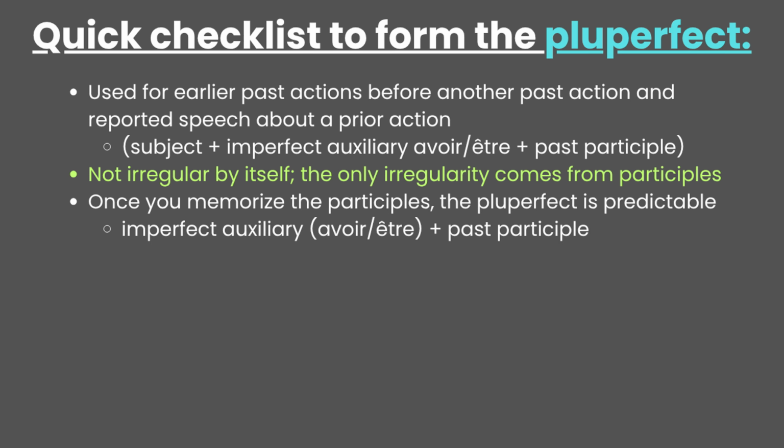It's used for earlier past actions before another past action in reported speech about a prior action. Remember that the tense is not irregular by itself, because the only irregularity comes from participles, some of which can be irregular. I already covered that in the compound past video, so once you memorize the participles, the pluperfect becomes very predictable. Imperfect auxiliary, avoir or être, plus a past participle.